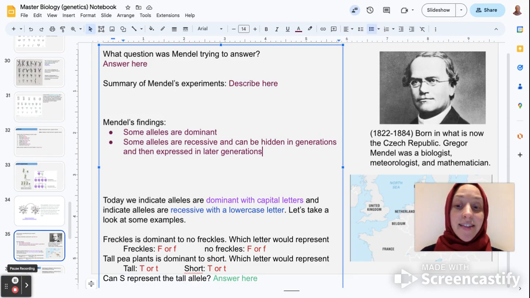So actually, yes, S can represent the tall allele. A capital S can represent the tall allele. So we don't have to use T for tall or F for freckles. We can actually use any letter of the alphabet we'd like. Generally, the letters that are chosen match the name of the allele, but they don't have to. And usually letters that are chosen are letters where you can easily tell the difference between the capital and the lowercase. For example, the capital T and the lowercase t look distinctly different, so it's very easy to distinguish between them. So it's an often chosen letter. Letters like P, which look very similar as a capital and lowercase, are less likely to be chosen.